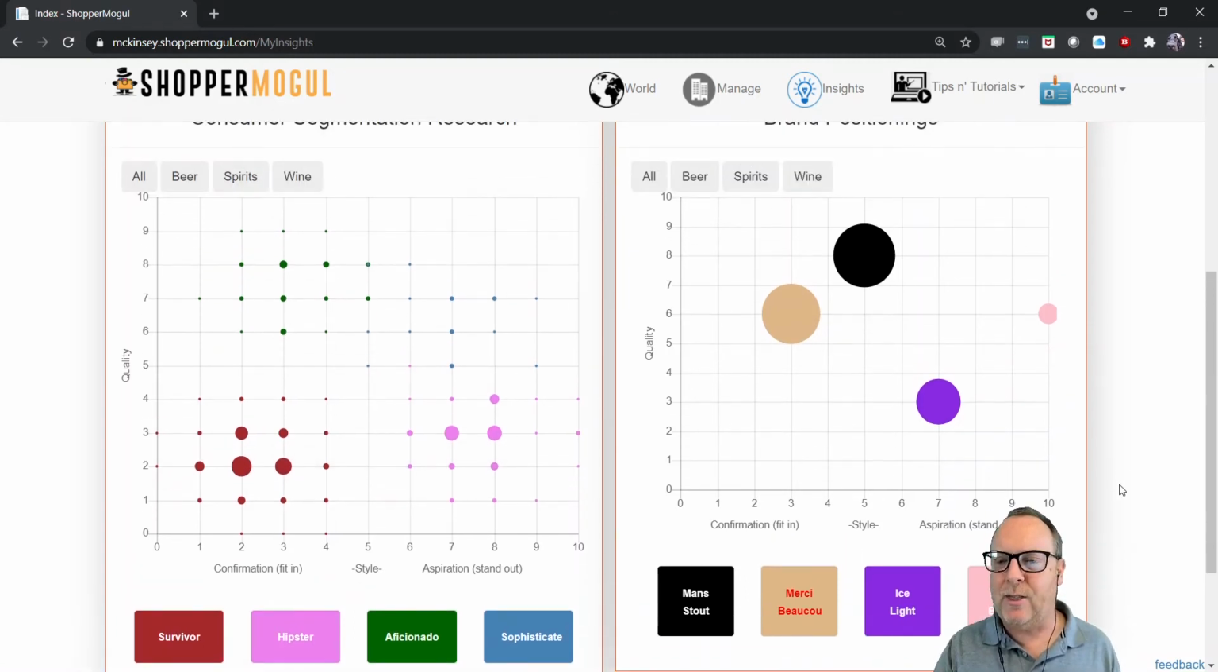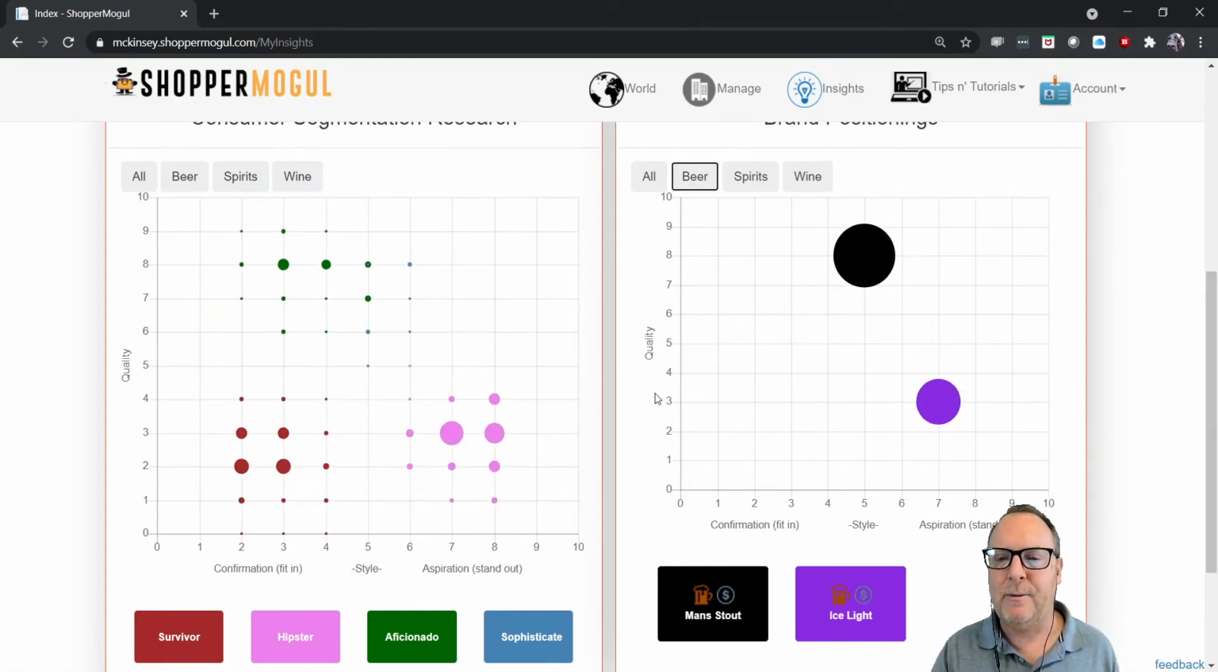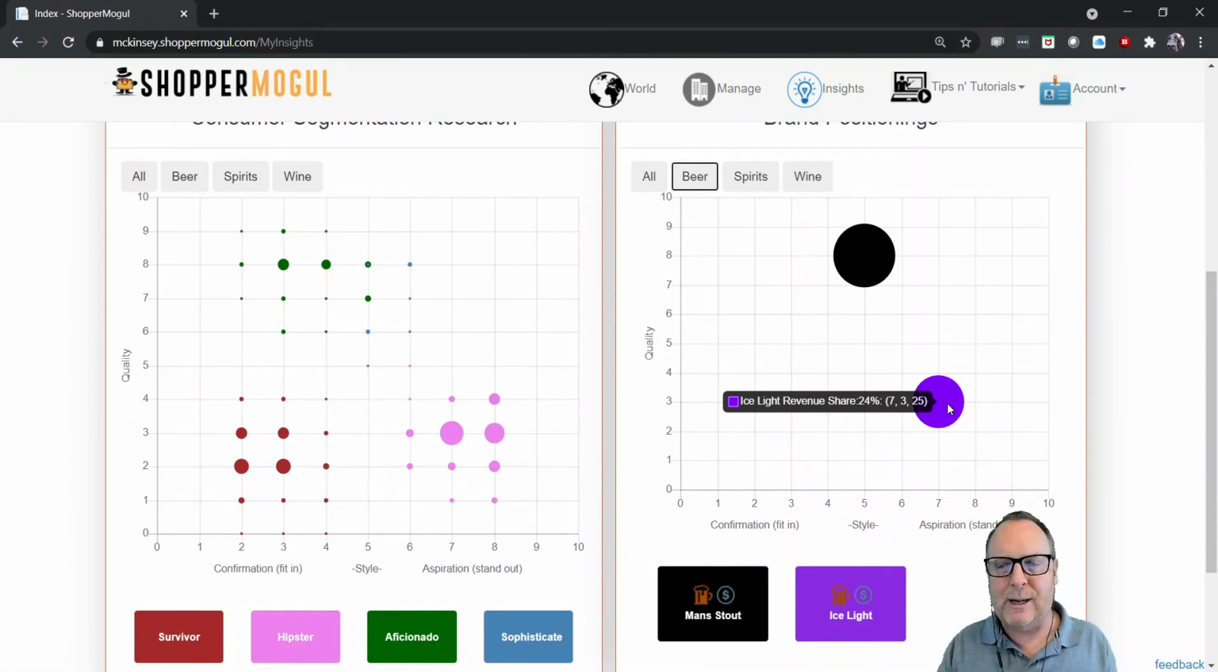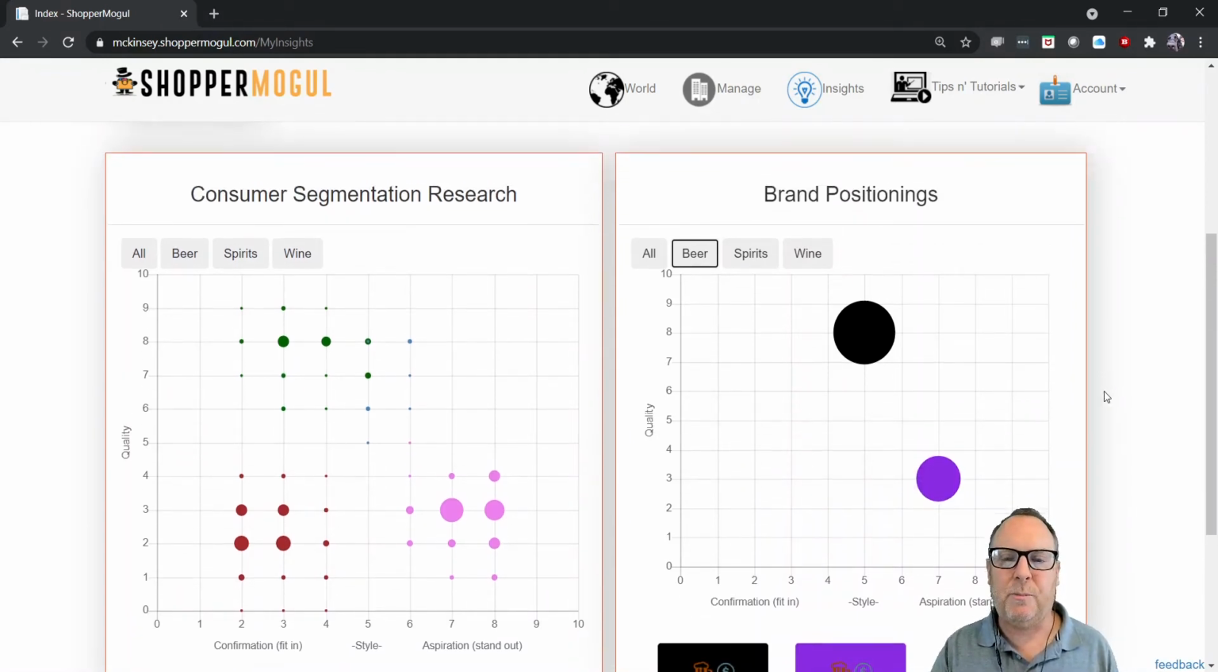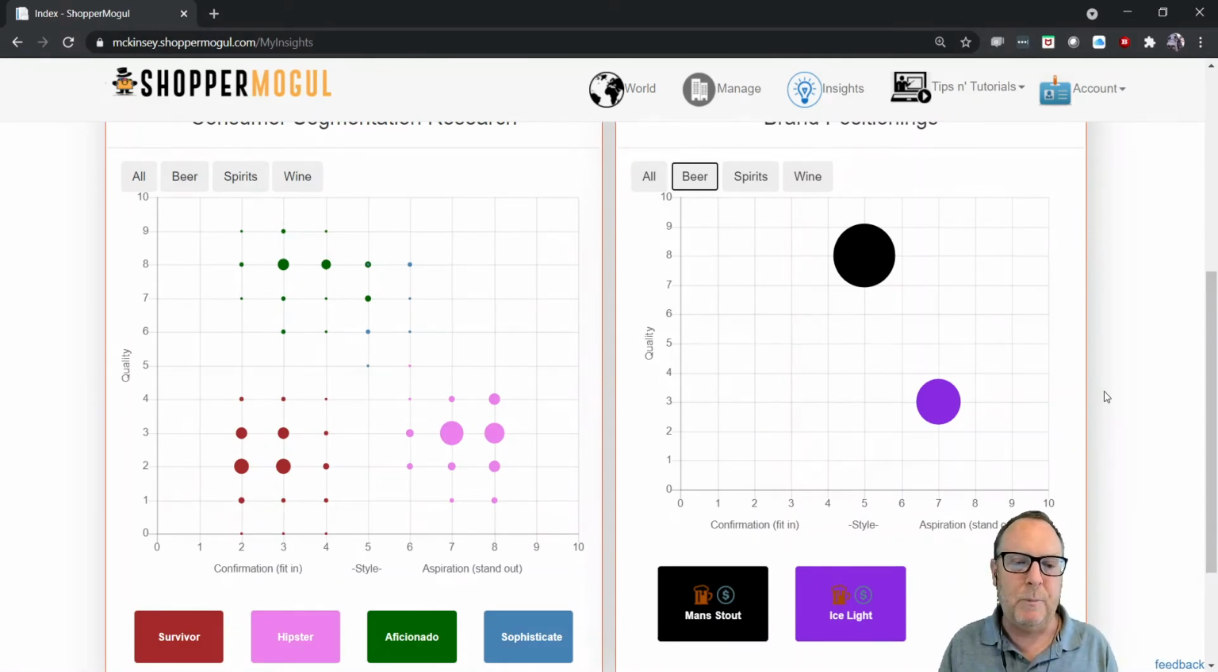Now, we can also see that every brand in the market has a proposition in those terms. If we just focus on beer, we can see there are two different beer brands in the market at the start. We've got Man's Stout, which is a high quality, middling sort of stylishness brand. And we've got Ice Light, which is not particularly high quality, but is a bit more of a party brand, a bit more of an aspirational brand. Each of these brands is hoovering up demand from areas around them. If consumers are too far from a brand, they won't even consider it. If they're close to it, then they will consider that brand to be acceptable. And obviously, over time, you're going to learn that certain consumer propositions are inherently more attractive than others.